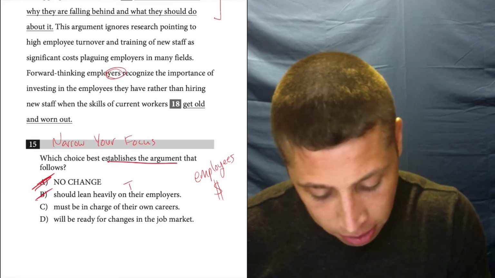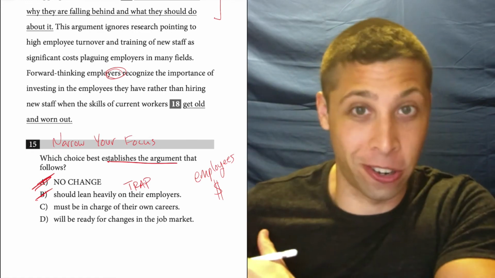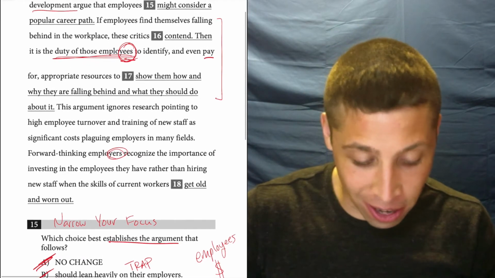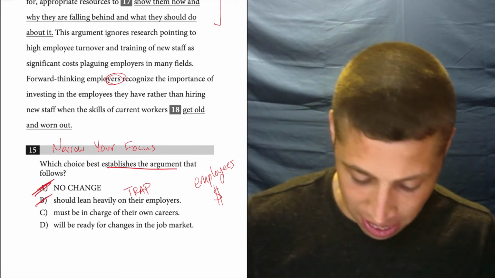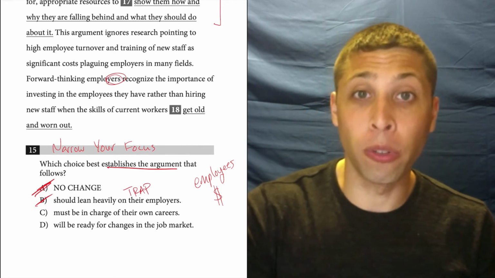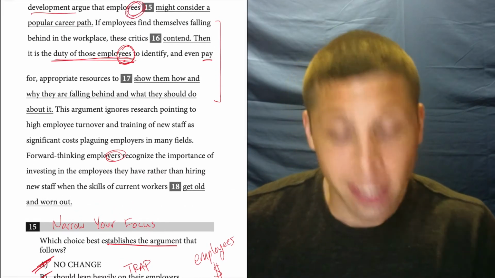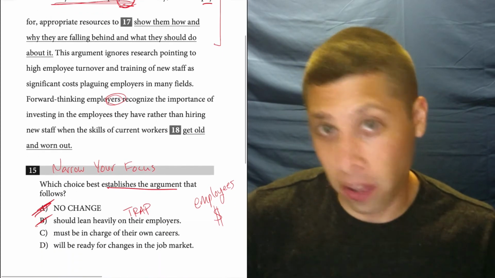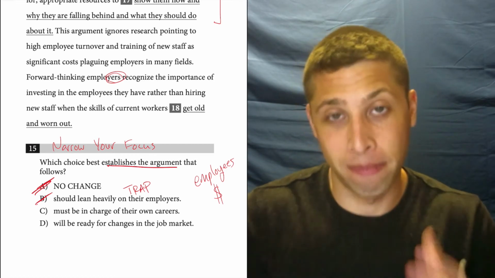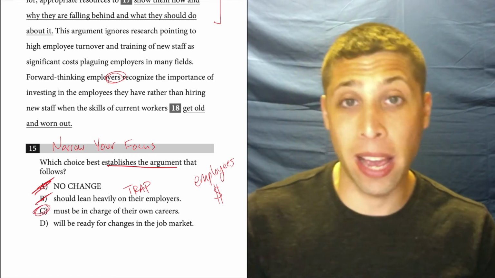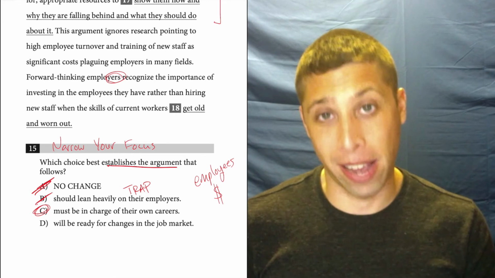This is a trick here because it's very similar to what the passage is arguing, but it's not what the argument we're supposed to focus on is arguing. Really just, everything's all twisted. C, they must be in charge of their own careers. So the employees must be in charge. So that sounds right, because then if they're in charge, then they're the ones paying. Let's just look at D. They will be ready for changes in the job market. Well, no, that's not about them paying for anything. C doesn't directly say the word paying, but in charge tells me they're taking charge. They're taking responsibility, and that is what the passage is trying to say.